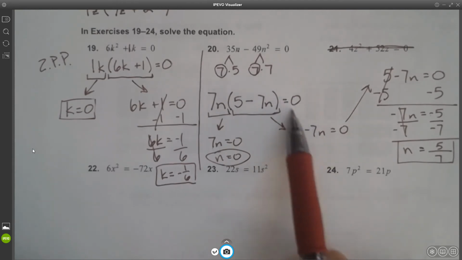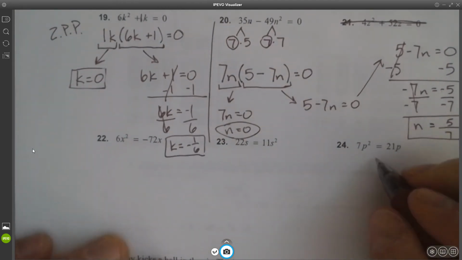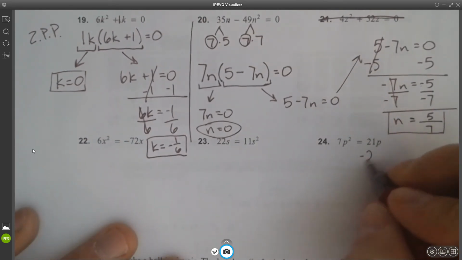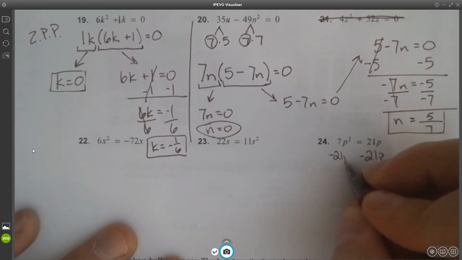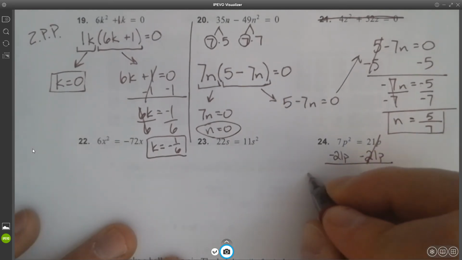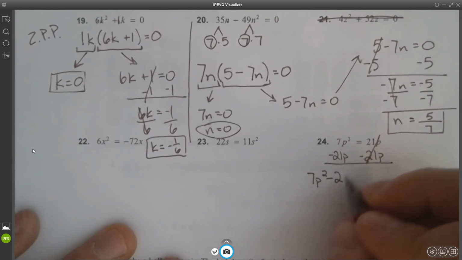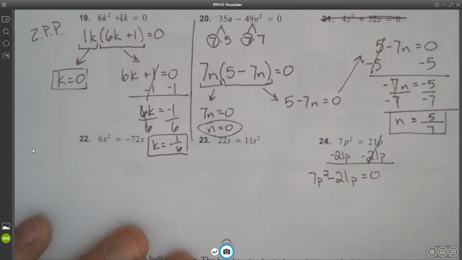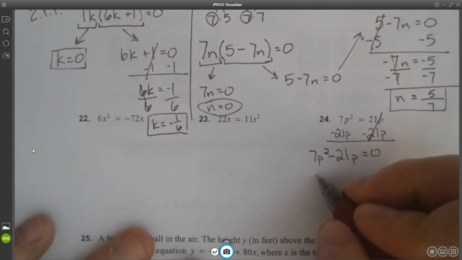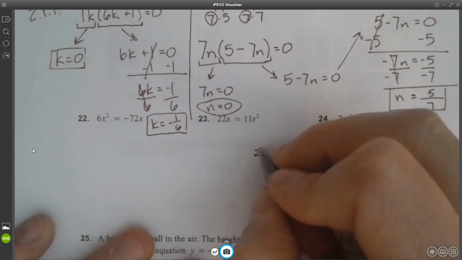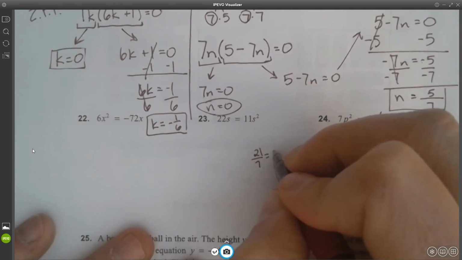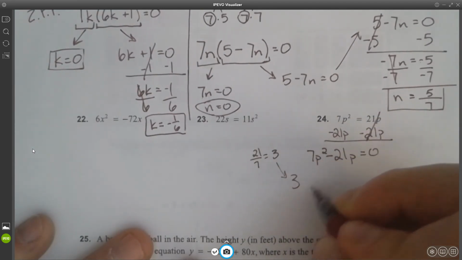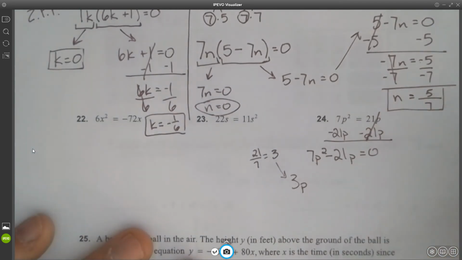If you see a question like 22, 23, or 24, this last step, the zero product property, only works if we're equal to 0. So the first thing we have to do is move everything to one side. So I'm going to subtract 21p to the left side. That way I have 7p to the second minus 21p equals 0. And then I can go ahead and solve this in the same way. I can check to see, can 21 be divided by 7? It can. 21 divided by 7 is 3, so 3 is my greatest common factor. I can take a maximum of 1p from each term.